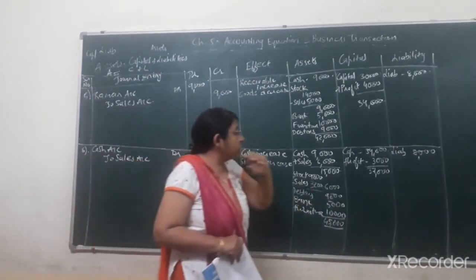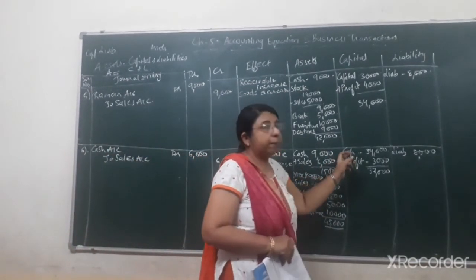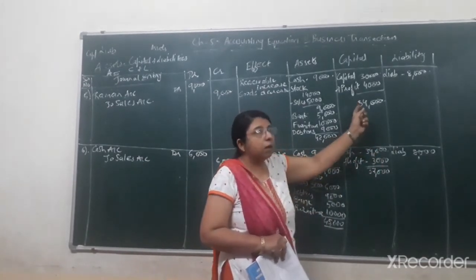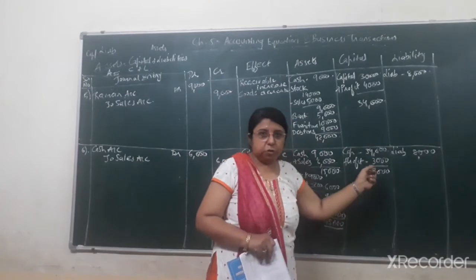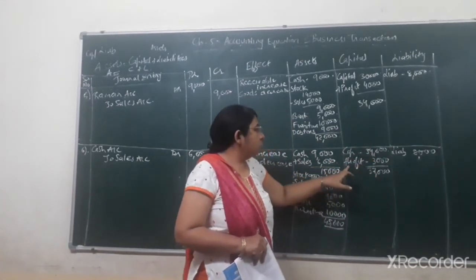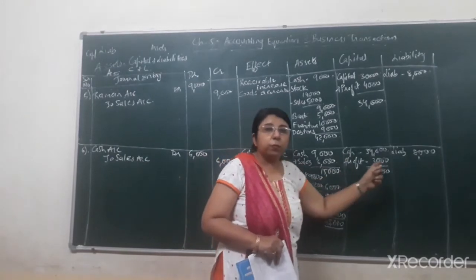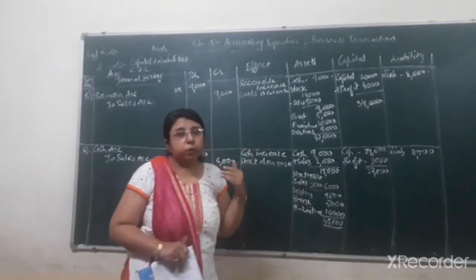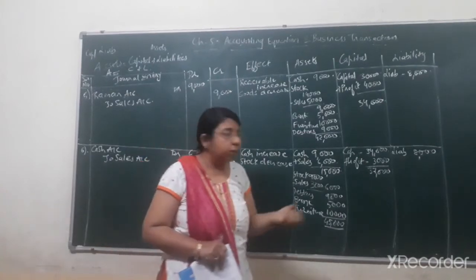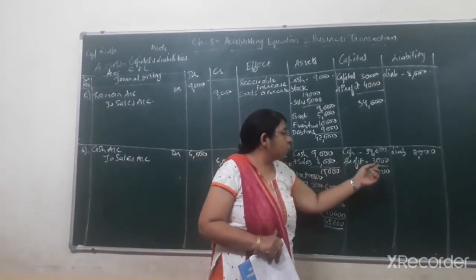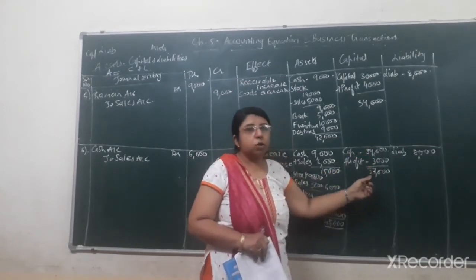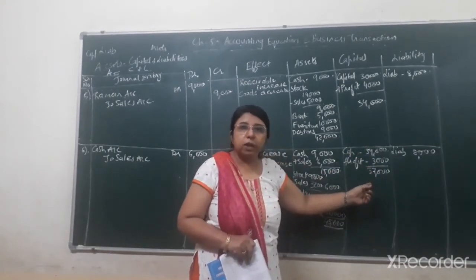Now for capital, previously the balance of capital was 34,000. Always don't forget to carry forward the previous balance in the next transaction. Now due to sale, the profit earned is rupees 3,000. That 3,000 will ultimately increase the capital of the firm. So capital is raised by the amount of profit, that is 3,000. So 34,000 plus 3,000, total capital will come to 37,000.